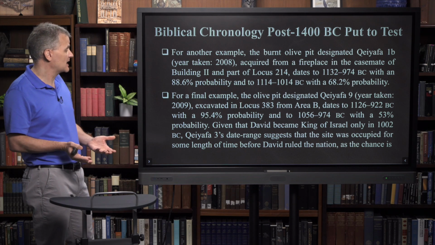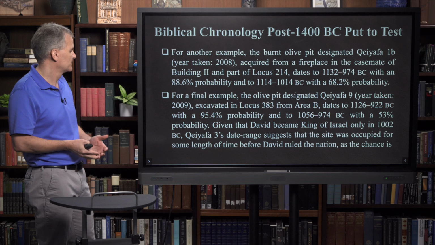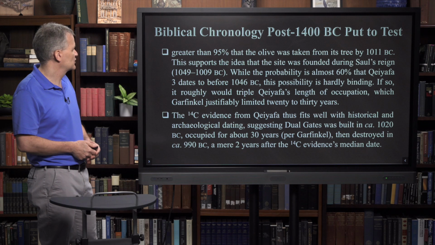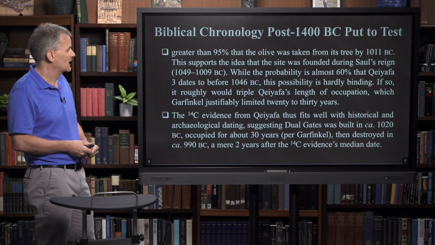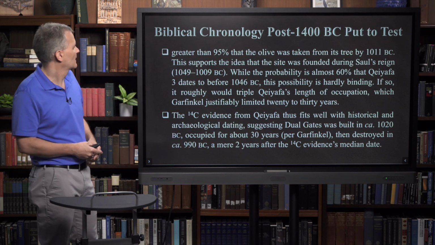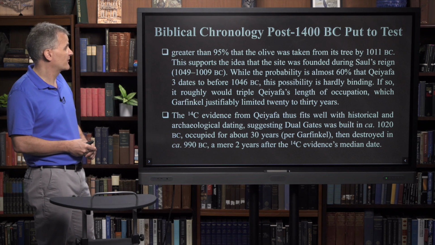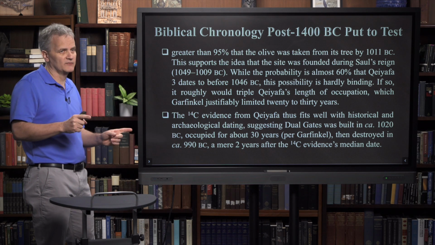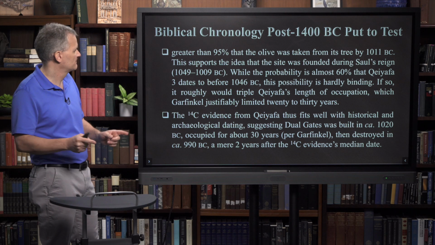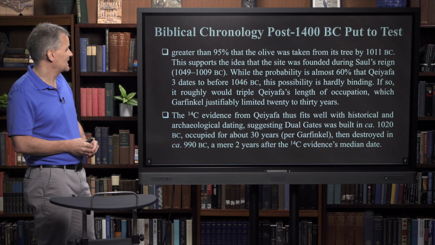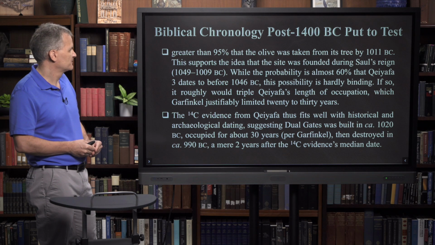Given that David became king of Israel only in 1002 BC, Qeiyafa 3's date range suggests that the site was occupied for some length of time before David ruled the nation, as the chance is greater than 95% that the olive was taken from its tree by 1011 BC. This supports the idea that the site was founded during Saul's reign, which we know is approximately 1049 to 1009 BC.